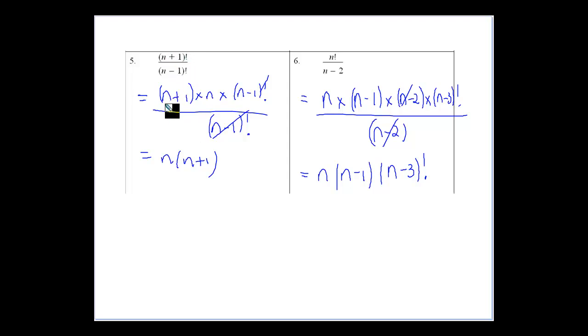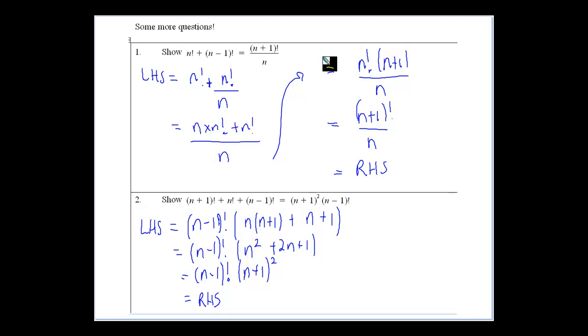So n plus 1 factorial would be n plus 1 times n times n minus 1 factorial. We get down to a cancellation. n factorial over n minus 2 factorial. Again, what does n minus 2 factorial look like? Well, we can expand it like that to cancel the n minus 2. It leaves us n outside of n minus 1 times n minus 3 factorial. So if we understand what the factorials look like, we can start to simplify them down.